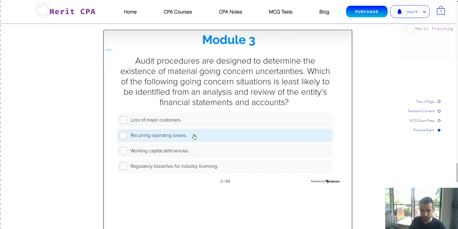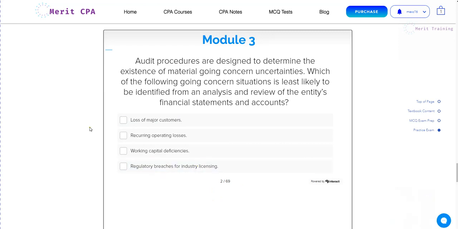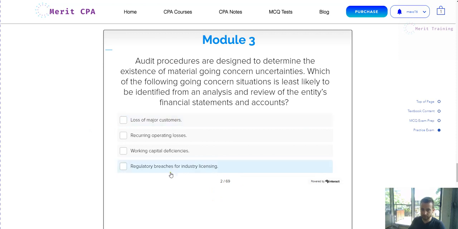These are all going concern risks, but these two are very easily identifiable within the financial statements and accounts. So the only ones that are kind of 50-50 or not super easily identifiable from the financial statements and accounts are A, loss of major customers, and potentially D, regulatory breaches for industry licensing. If we're 50-50 between customers and regulatory breaches, you're more able to identify a loss of major customers from the P&L, right? For example, you'll have less revenue in the P&L, maybe less cash flow coming in, and presumably it's in relation to something from the previous year.